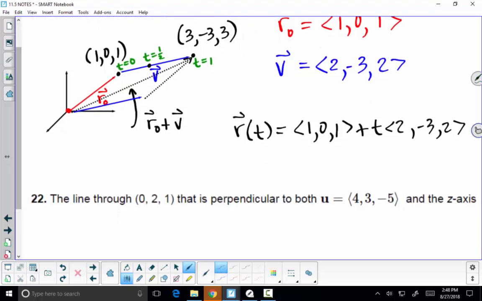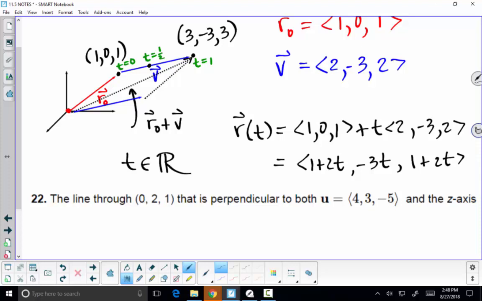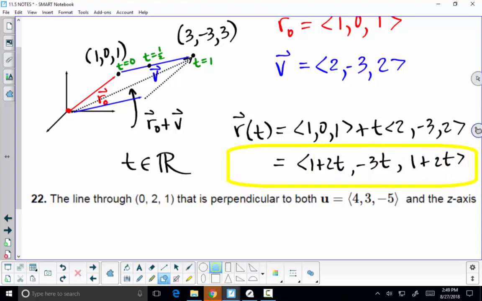So when we finish off this vector valued function, we want to compress it and write it as a single vector. So it's going to be 1 plus 2t, comma, negative 3t, comma, 1 plus 2t. So there is our vector valued function where t is a real number, t is an element of the reals. So that right there is the equation of the line that we're looking for.